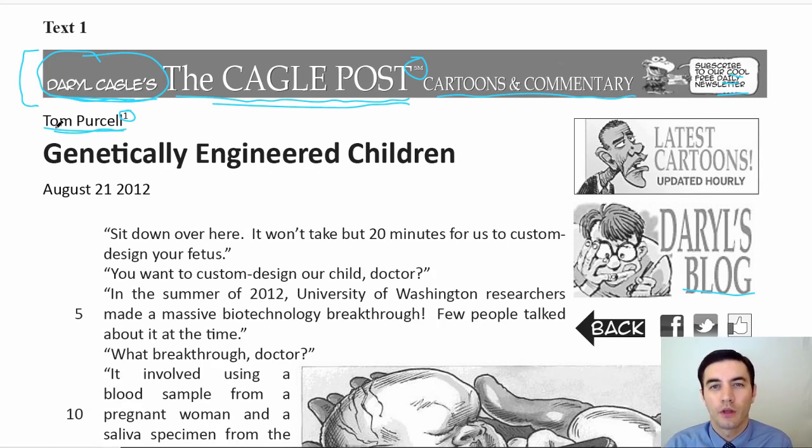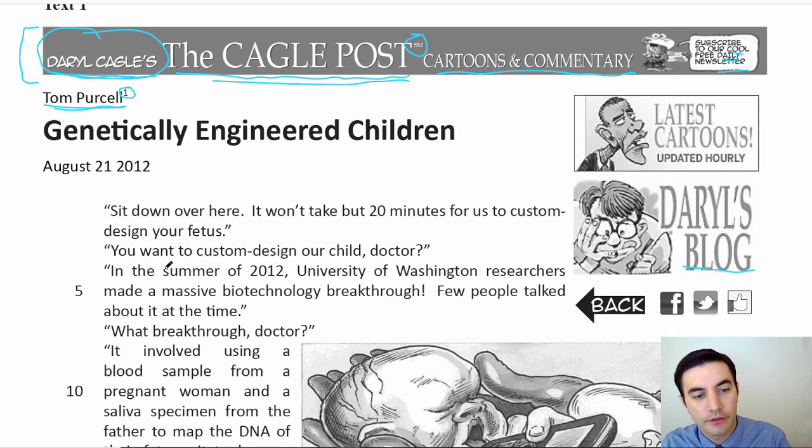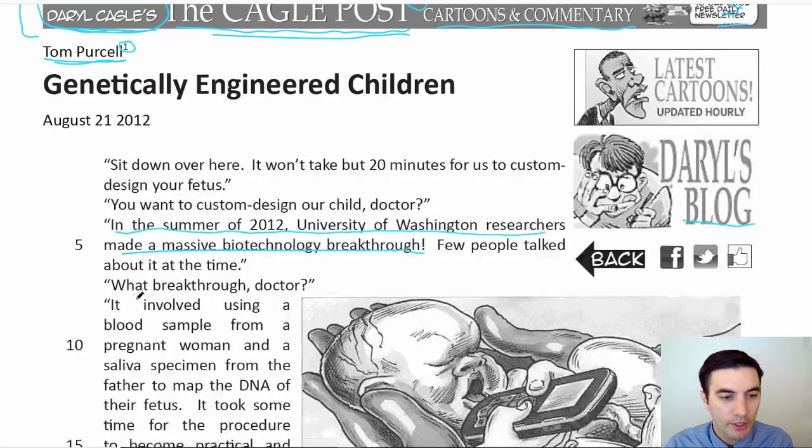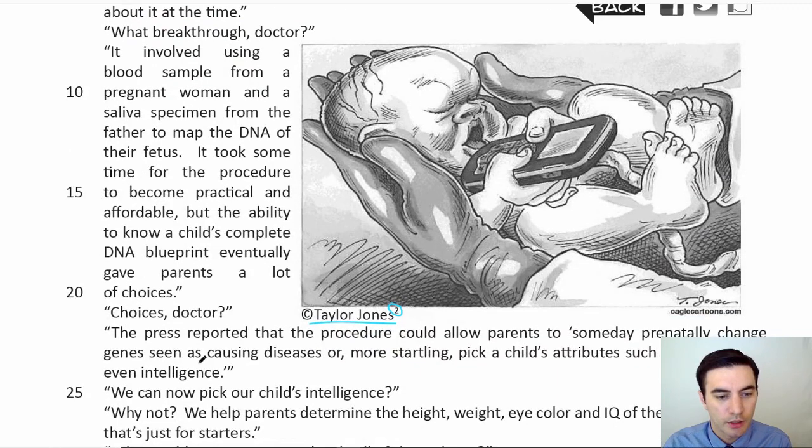Now the occasion for this is like an onion, and there are a lot of different layers we have to peel back. Oh, that's a cliche. I apologize. But anyway, the most obvious occasion that you need to see here is that in the summer of 2012, University of Washington researchers made a massive biotechnology breakthrough. And then they're like, "What's the breakthrough, doctor?" Well, we can pick our child's intelligence, and not only that, we can determine the height, weight, eye color, and IQ of children. So the occasion is that a breakthrough in medical science or genetic engineering has allowed researchers and parents to work together to design super babies. Okay, we've got babies of the future. Wow, what a new future this is going to bring.